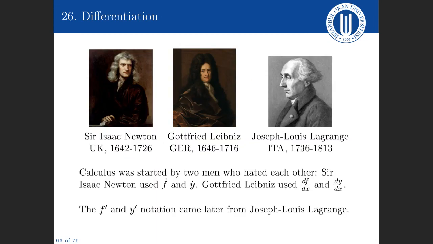Why do we have lots of notations? Partly it's because calculus was started by two people, and they both claimed that they were the person that thought of it first. And after that, they ended up hating each other. So Isaac Newton, who was British, used the notation f dot and y dot. Gottfried Leibniz, who was from what is now called Germany, used df dx, dy dx notation. The notation that we've been using so far, the prime notation, was introduced later by an Italian called Lagrange.